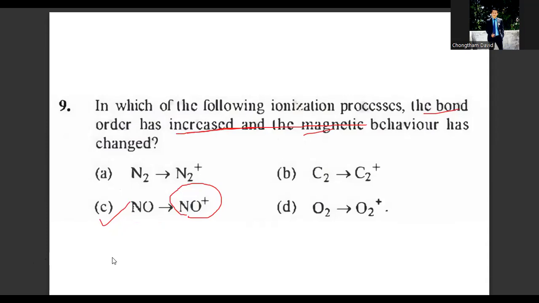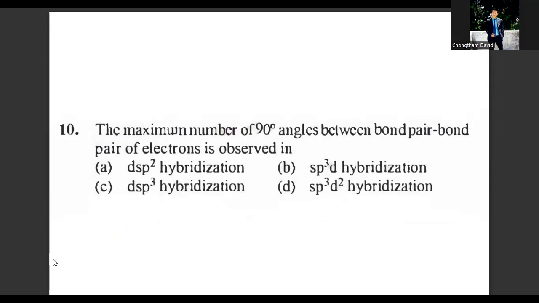Okay, let's read question number 10. The maximum number of 90-degree angles between bond pair of electrons is observed in. So if we carefully study again the hybridization, the dsp2 hybridization has a geometry of a square planar complex as such. And the number of 90-degree bond angles between them will be 4.